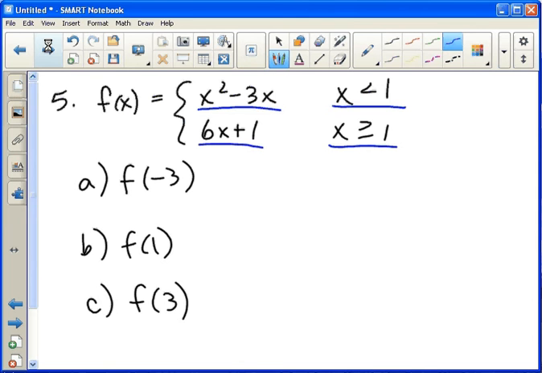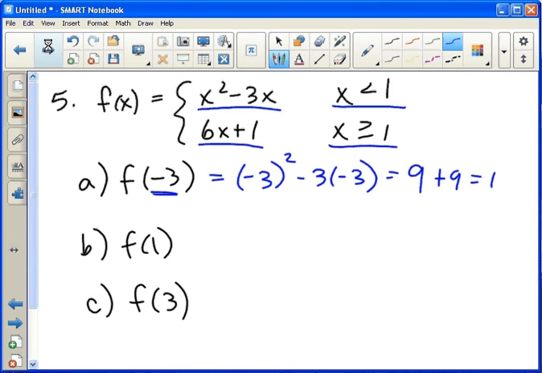Well, -3 is less than 1, so I plug it into x squared minus 3x. And that gives me a positive 9 plus 9 for a total of 18. Now 1 is obviously equal to 1, so I use the 6x plus 1, and 6 times 1 plus 1 gives me 7. And then f of 3 is greater than or equal to 1, so you plug it in 6x plus 1. You get an answer of 19.